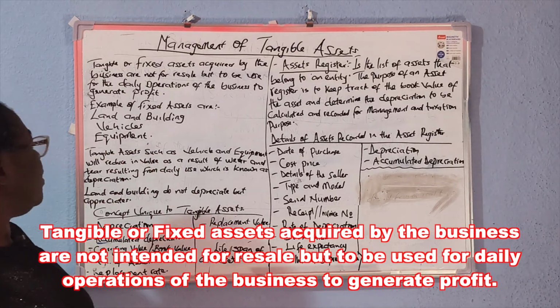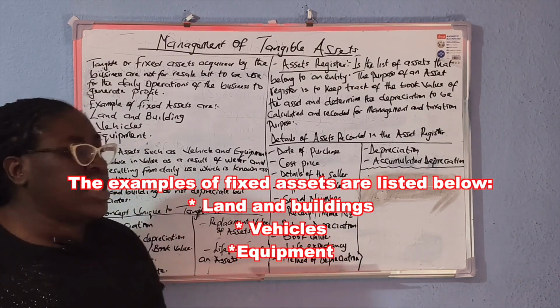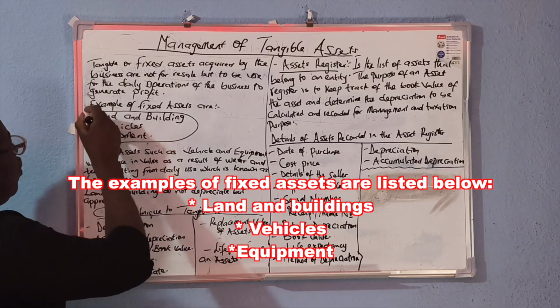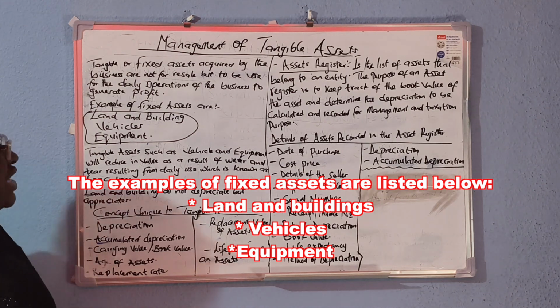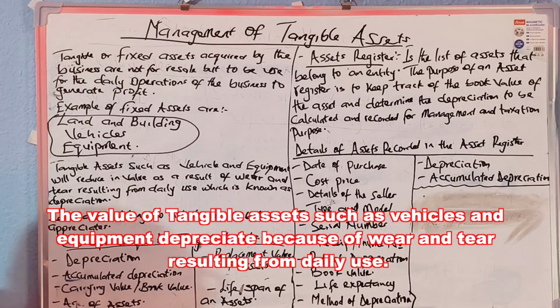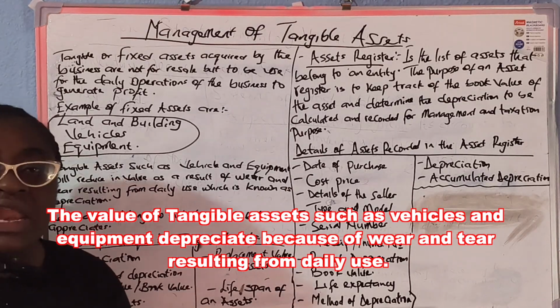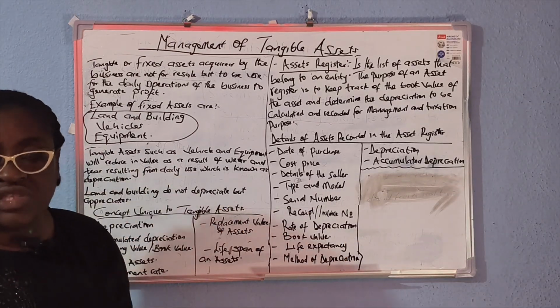Examples of tangible assets that we have are land and building, vehicles, and equipment. These are the common three fixed assets that we look into when it comes to grade 12. Tangible assets such as vehicles and equipment will reduce in value as a result of wear and tear from daily use, which is also known as depreciation. Now, when we talk of equipment and vehicles, the more we use these assets, the more they reduce in value.